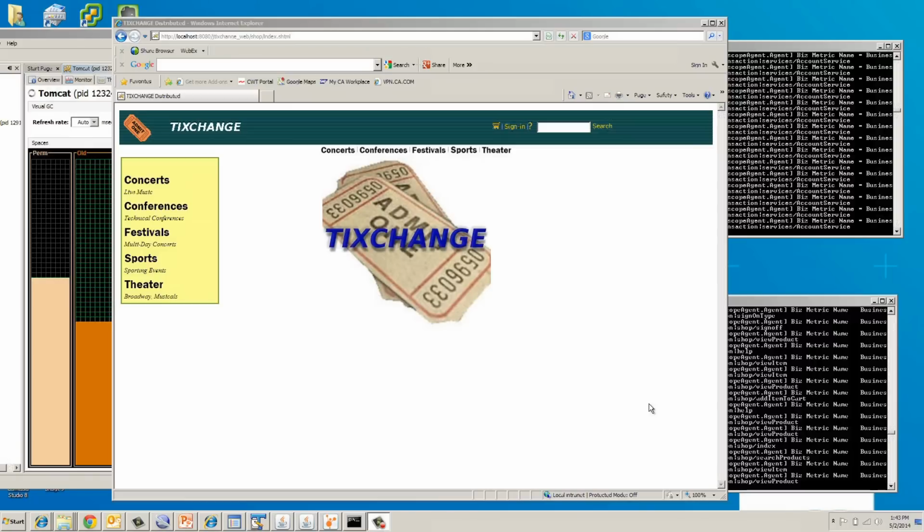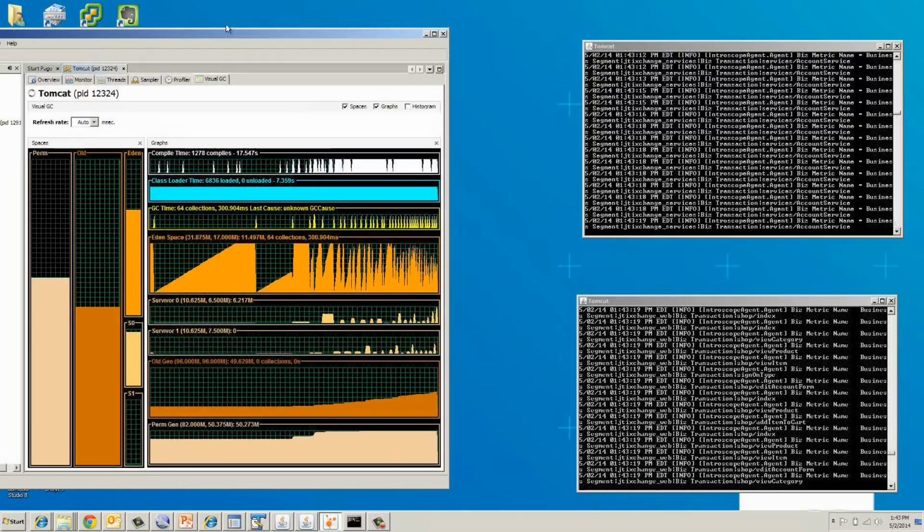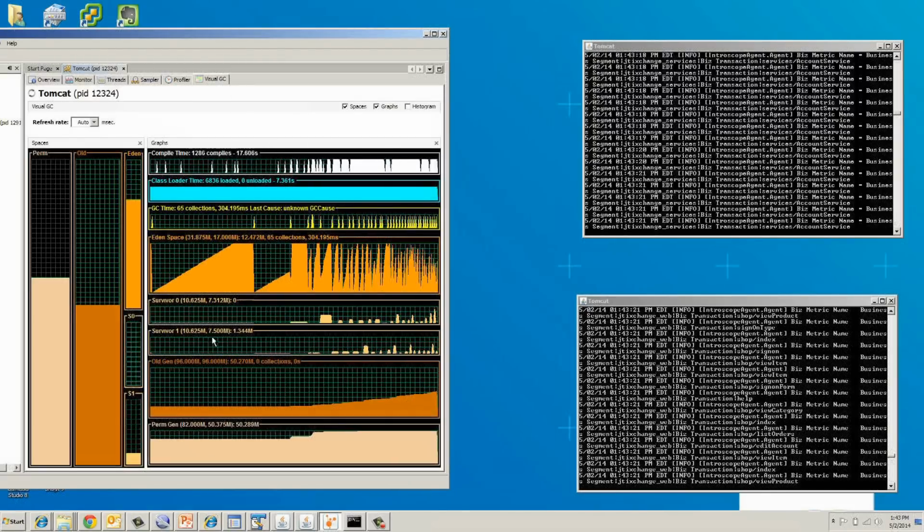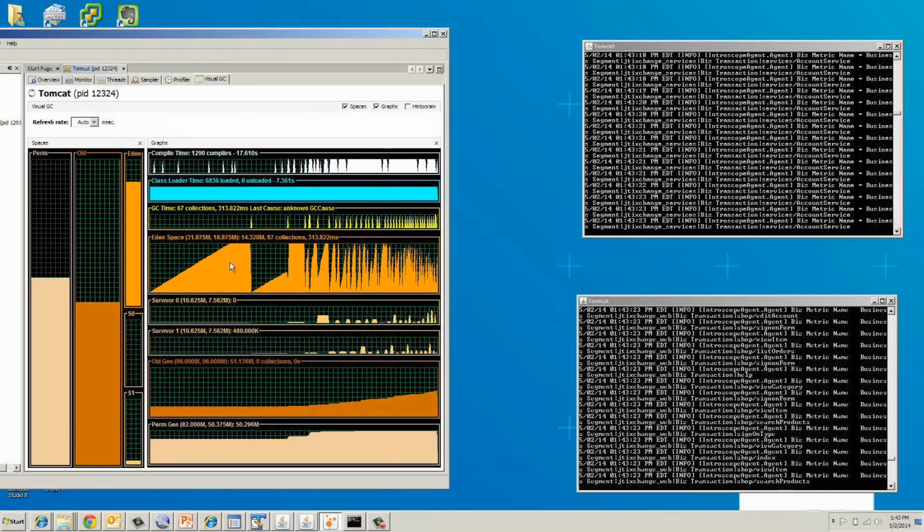Let's see the different metrics that Interscope provides with respect to the memory pools and the garbage collectors. So I have a simple ticket exchange application running in the background. I have JMeter putting load on it. And now, if I go back to Visual GC, this is the application. This is a Tomcat application running.